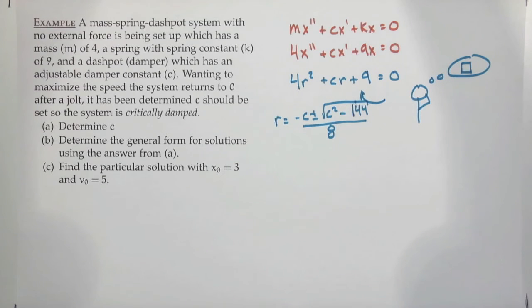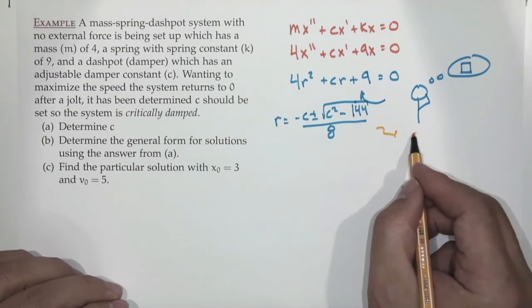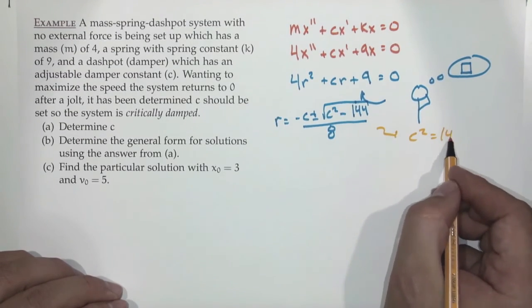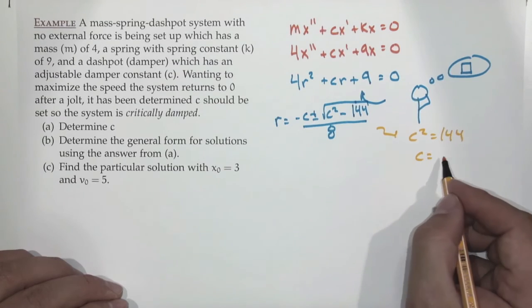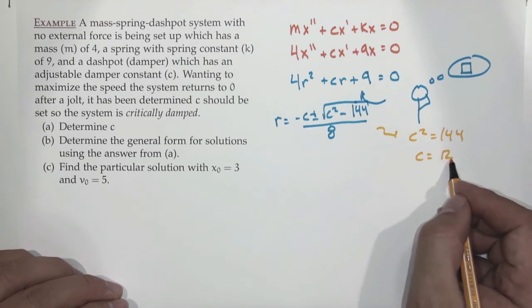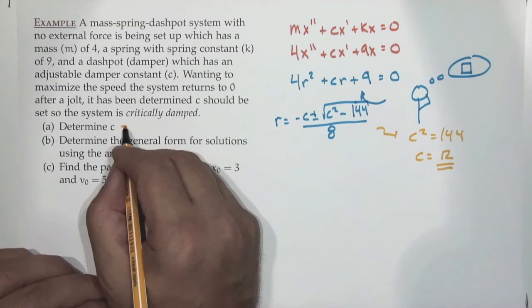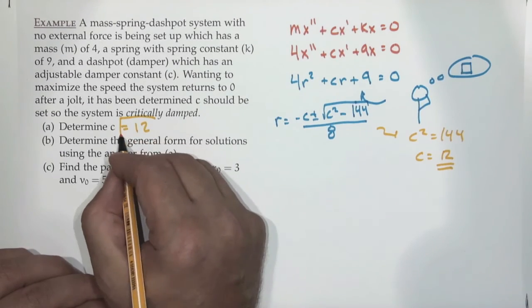So we see this, aha, we know repeated roots. We want the thing inside the square root to be 0. So that tells us that c squared needs to equal 144. So c has to be 12. Good. So we're done with part A.